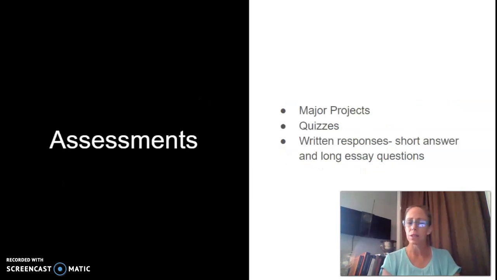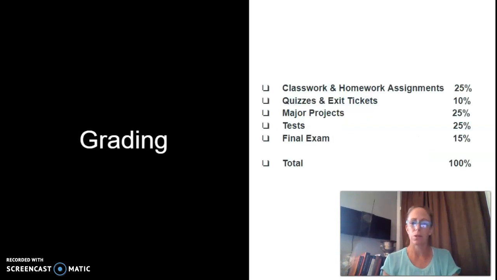And assessments are essentially going to be a variety of different methods. So major projects, occasional quizzes, and then written responses as a more formal assessment. Then the way that grading is going to break down is that it's all weighted grades. So 25% of their grade is going to be coursework, the average classwork and homework assignment. Quizzes and exit tickets are 10%, major projects are 25%, tests and the final exam equal 35% overall. There's a final at the end of both first semester and second semester that are cumulative.